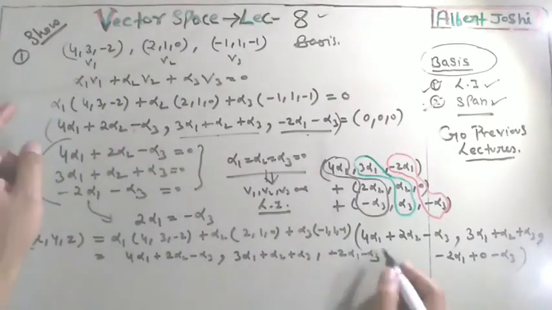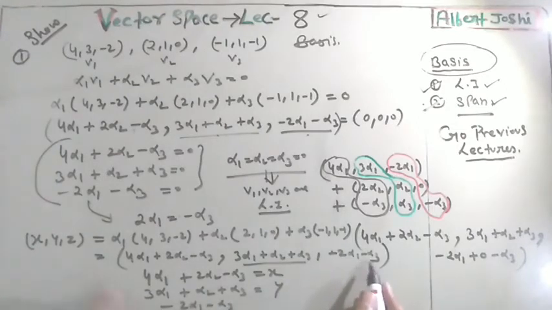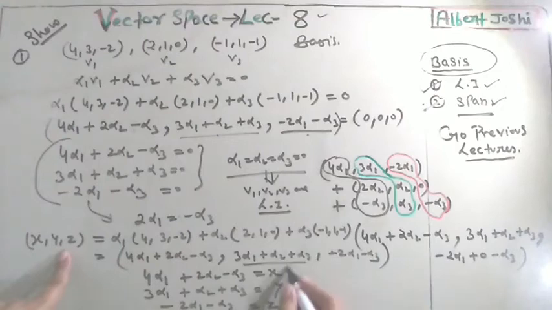We have written all this. Now compare with this element. Then you will get 4 alpha 1 plus 2 alpha 2 minus alpha 3 is equal to x. The second one, 3 alpha 1 plus alpha 2 plus alpha 3 is equal to y. Then at last, minus 2 alpha 1 minus alpha 3 is equal to z. If you solve all the equations, you will get this.